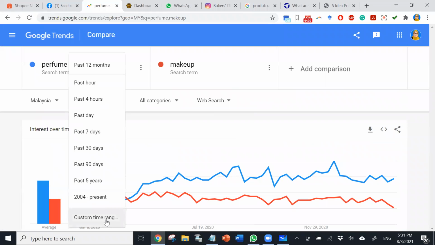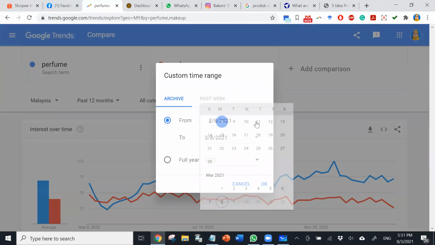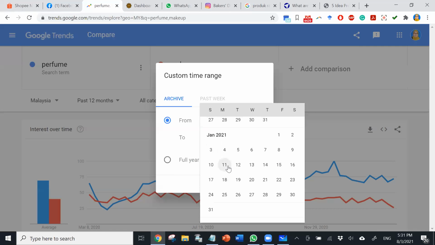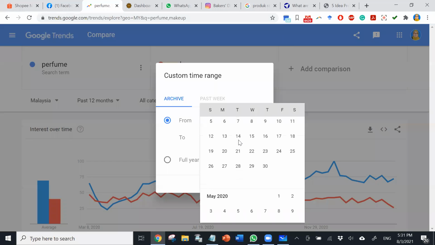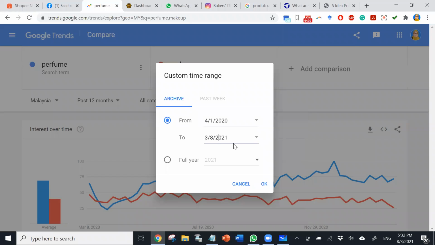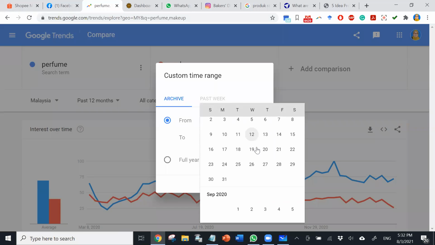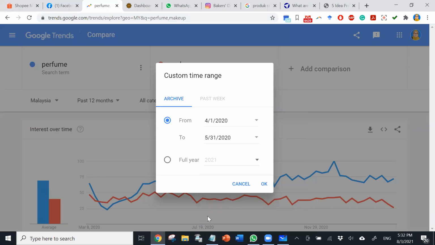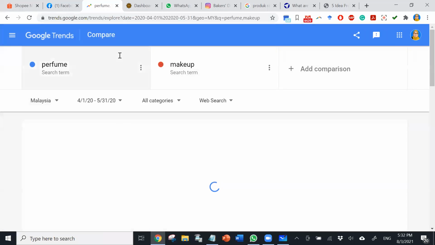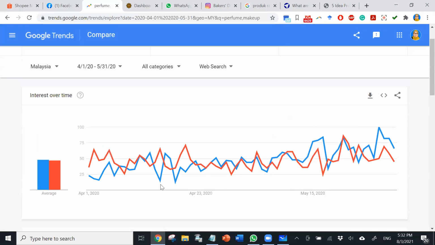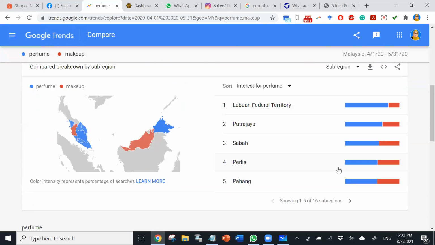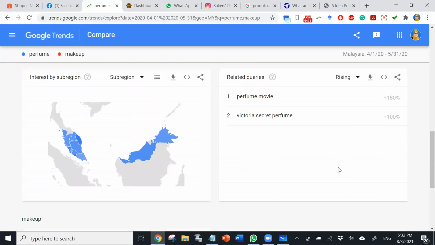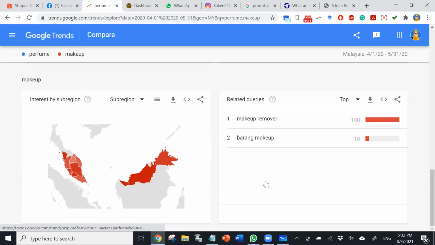You can do a custom time range as well. For example, if you want to see last year, from 1st April until end of May. All right. Okay. Perfume versus makeup. Okay. So as you can see here, I think the sales are quite okay on both. It is quite stable. Fair and square, I mean like 50-50. Okay. And then Victoria's Secret perfume and all.